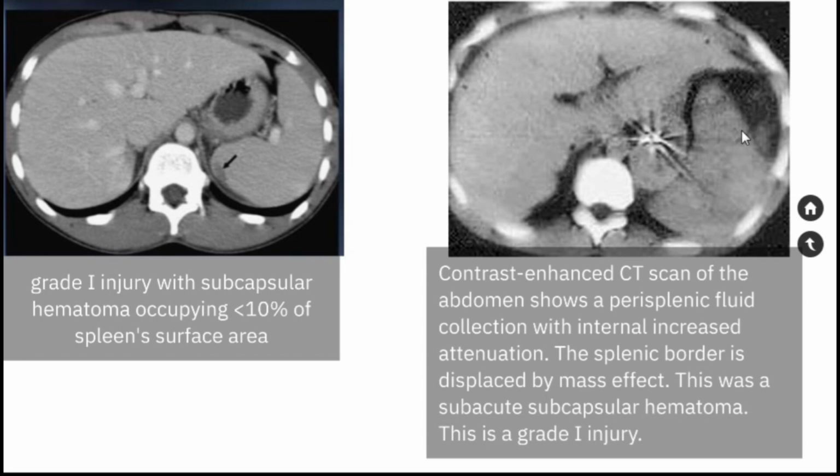Unlike hemoperitoneum, which just goes along the rim of the spleen without causing pressure on the underlying spleen, here it is contained.